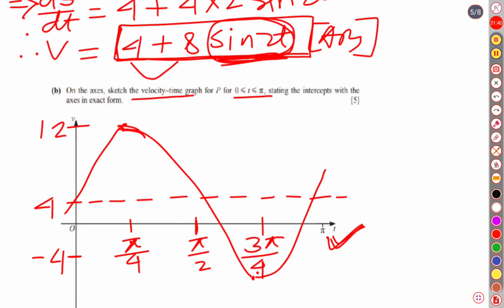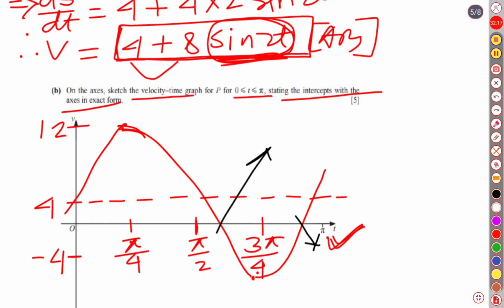Well, now we have to look at this question. What does the question say? Stating the intercepts of the axis. The y-axis we have already shown here. This is the y-axis, and the y-intercept has been shown here. But what about the x-axis? The other intercepts are this point, and we will have to show this point at y equal to 0.